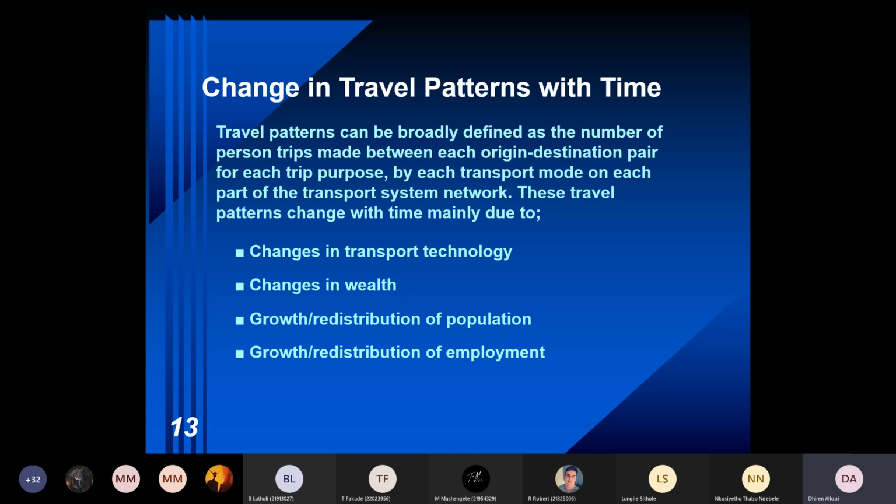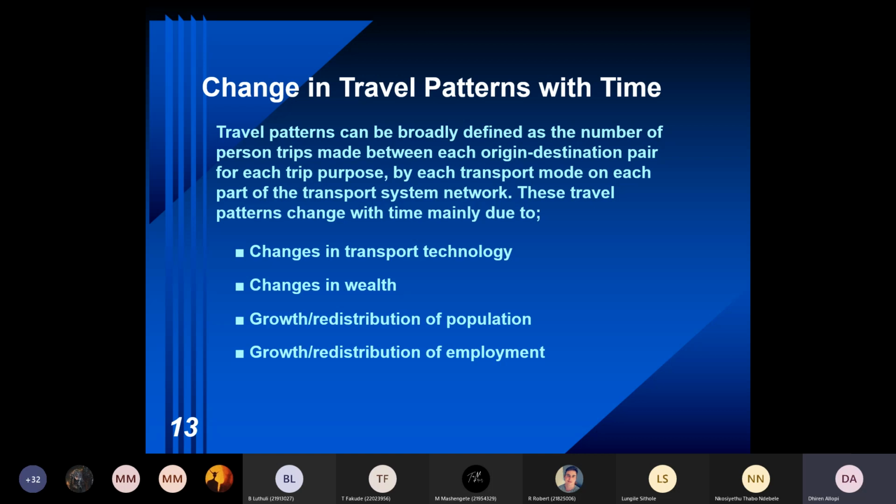Each OD pair for each trip purpose. So what is your trip purpose? If you are going from home to campus, your trip purpose is education. If you're going to work, your trip purpose is work. By each transport mode, was it by motor car, was it by bus, minibus, taxi, rail? So you can see, and these travel patterns then change mainly due to certain factors.